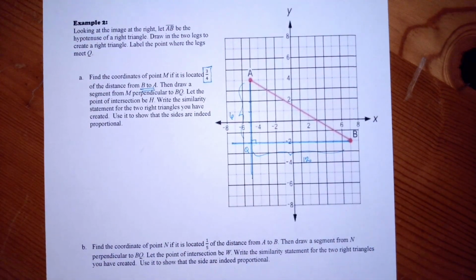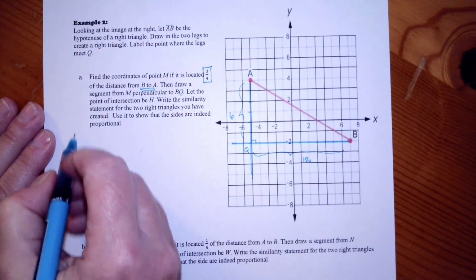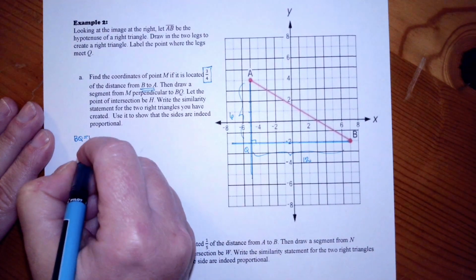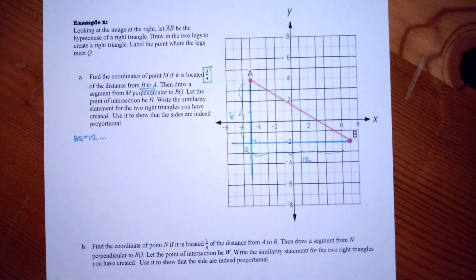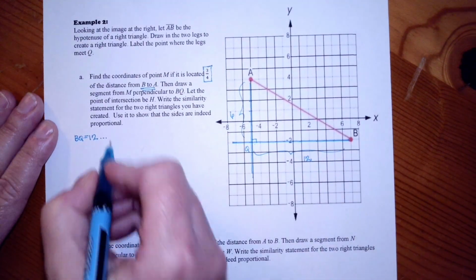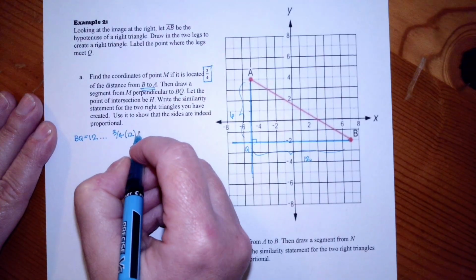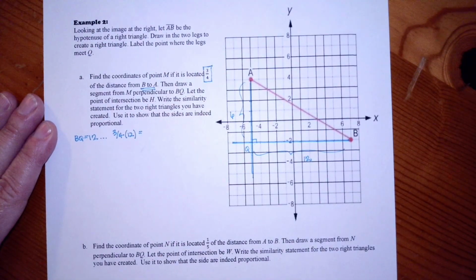All right, so I am a creature of habit, so I'm going to start with my x's. So if I look at from B to Q, that particular distance we said was 12. I don't want to travel the whole way. I would like to go 3/4. So I take 3/4 and we're going to multiply that by 12. And that's going to get us a distance of 9.